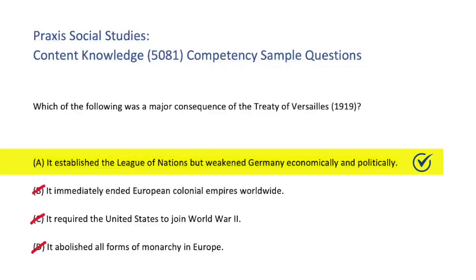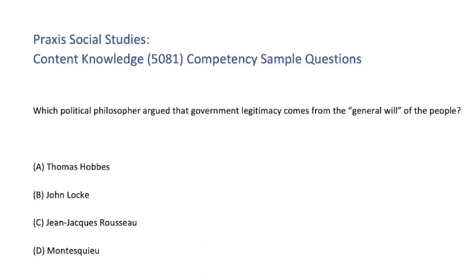The Treaty of Versailles did create the League of Nations, but it also imposed crippling reparations on Germany, fueling resentment and instability. Which political philosopher argued that government legitimacy comes from the general will of the people? Would it be A, Thomas Hobbes, B, John Locke, C, Jean-Jacques Rousseau, or D, Montesquieu?